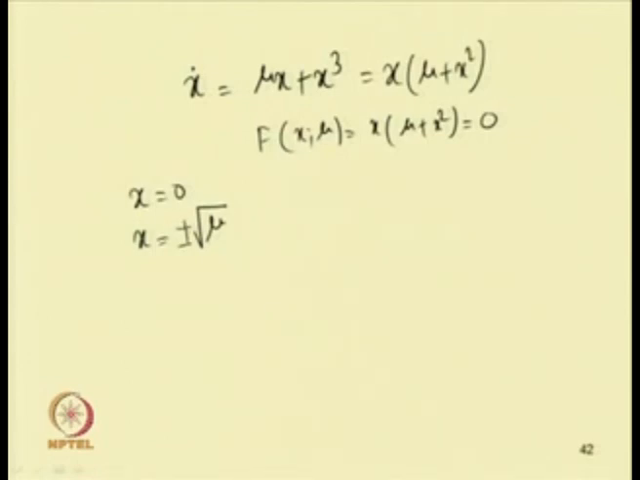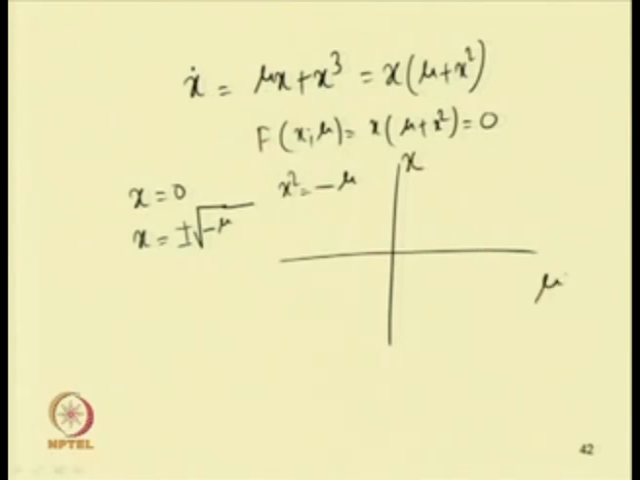So the solution becomes plus minus. We have x square equal to minus mu. If we want to plot the solution in this x-mu plane, so this is x and this is mu. For negative values of mu, this term becomes positive, so we will have two positive solutions and also the trivial solution.